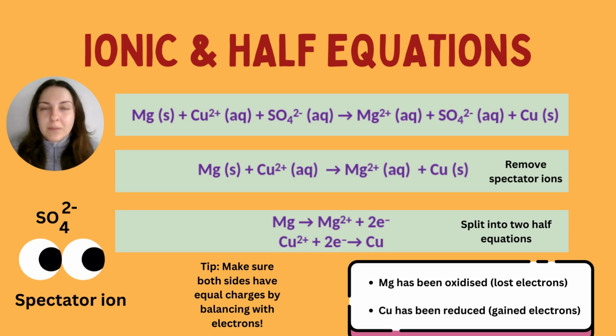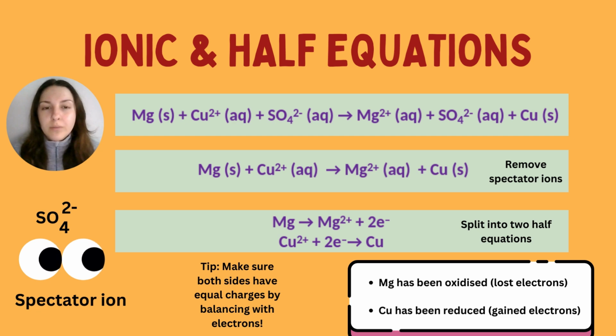Now we want to split this equation into two half equations to find out what has been oxidized and what has been reduced. So we have our magnesium. Magnesium goes to make Mg2+, so it becomes an ion. It's actually lost 2 electrons because, as you can see, it's gone from magnesium to magnesium 2+. It's become more positive. So that would suggest that the copper has gained those electrons, but we can double check by looking at the half equation.